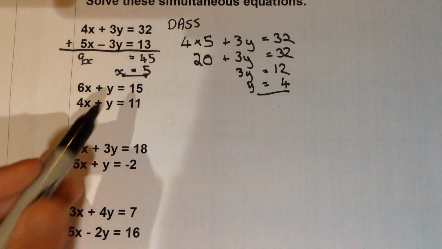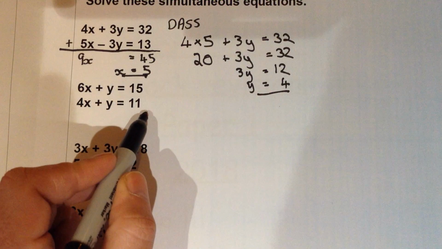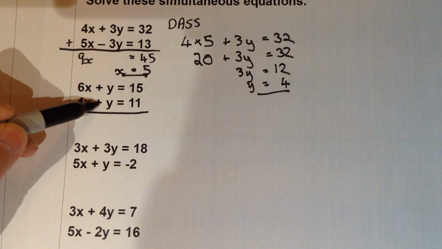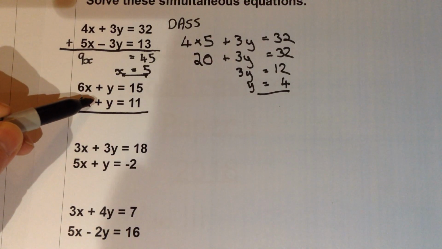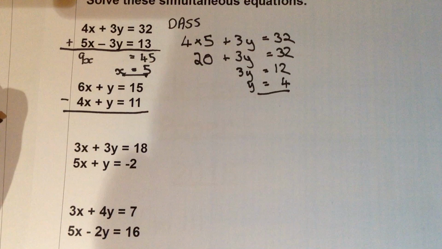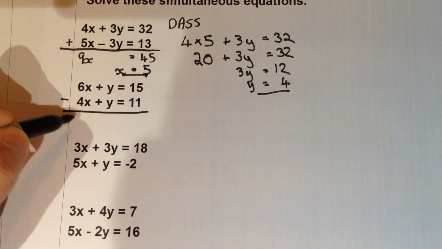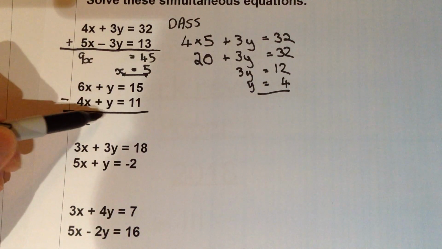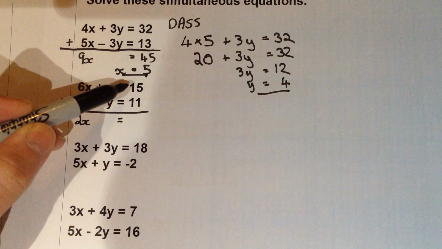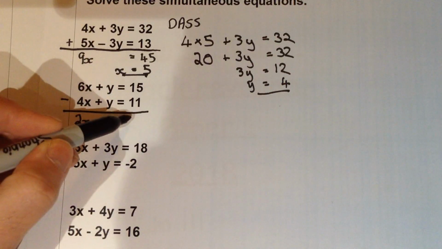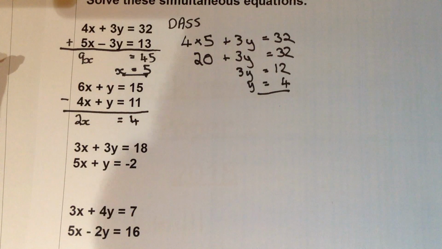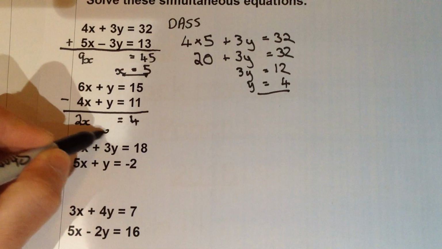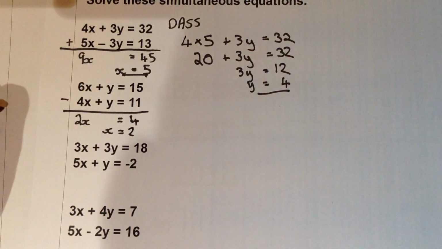For the second question, the second letter is already the same, so again I can simply underline. The two symbols in the middle of the equations are the same this time, so I'm going to subtract. 6x take away 4x is 2x. This is why I subtracted, because y take away y is nothing, so I don't write anything there. And 15 take away 11 would give me 4. 2x is equal to 4, so dividing both by 2, we get that x is 2.